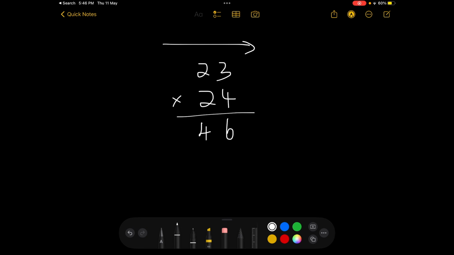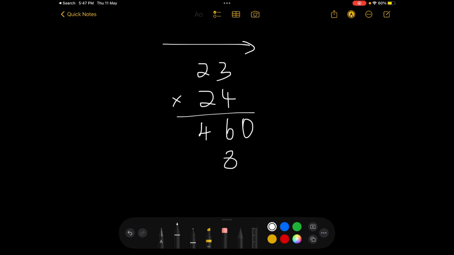And remember, since we are doing 23 times 2, which is not just a 2, it is 20, so just add a 0 at the back. Just as simple as that, just adding a 0. And then we are going to 4. So 2 times 4, we get 8. And then 4 times 3, we get 12.